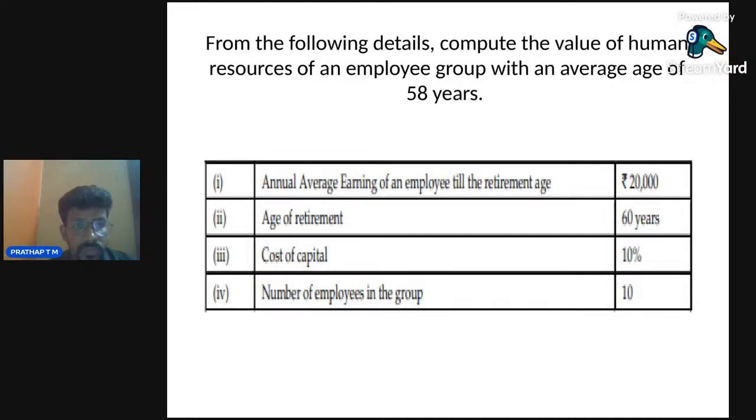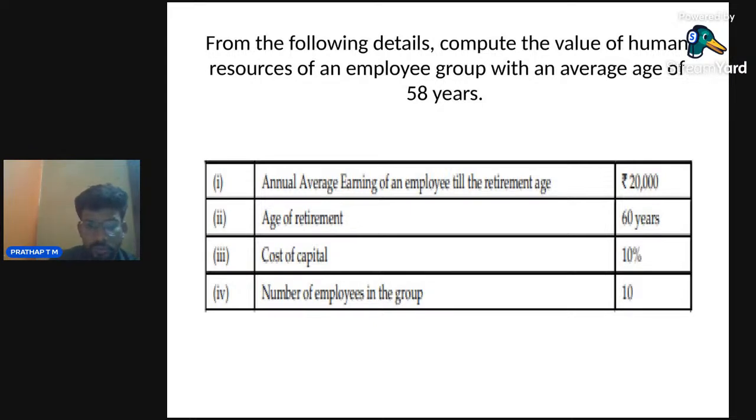The formula is 1 plus 0.10. You have to deduct the retirement age minus the average age, right? 60 minus 58. Okay, this is one. 60 and 58 means there is 1 year more, that is 60 minus 58, 2. So next there is 1 more year, 2 years that the particular person is working. Then you can consider 20,000.